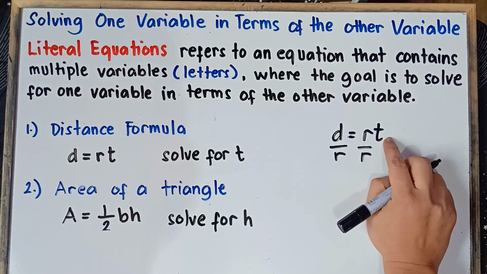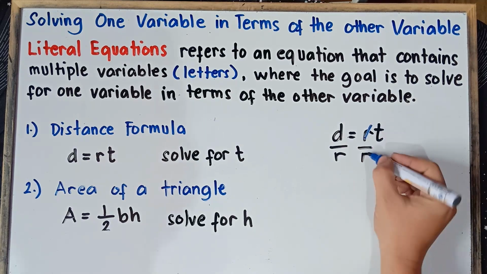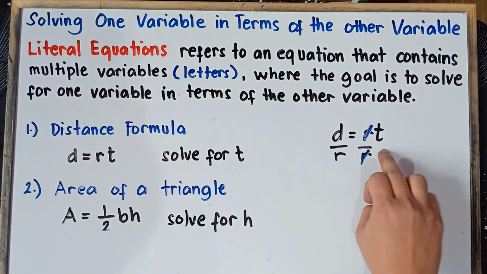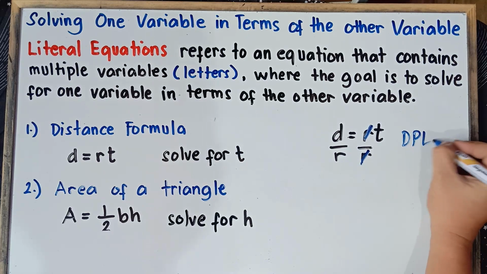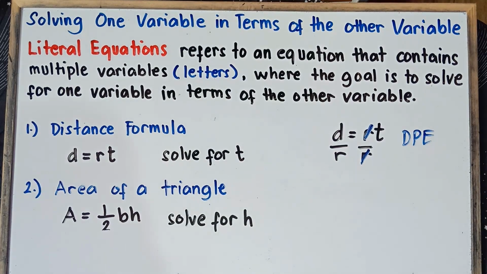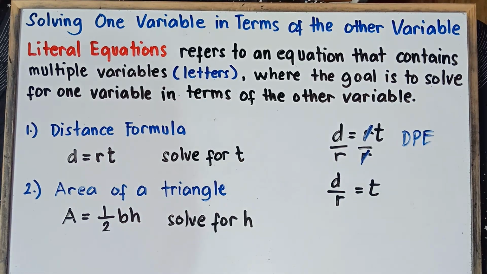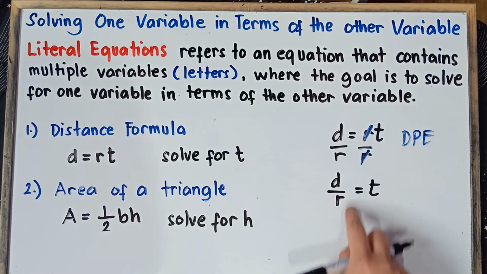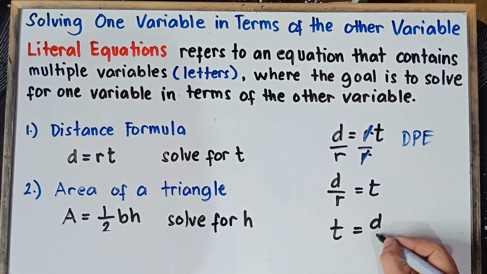So the remaining expression will be only T, because we can cancel this out. R divided by R, we can simply cancel this out, and the remaining expression will be only T. This is what we call the division property of equality. So therefore, this will be D over R equals T. Simple as that, class. That's the answer. Solve for T: T is equal to D over R. Once again, we can write this one as T equals D over R.